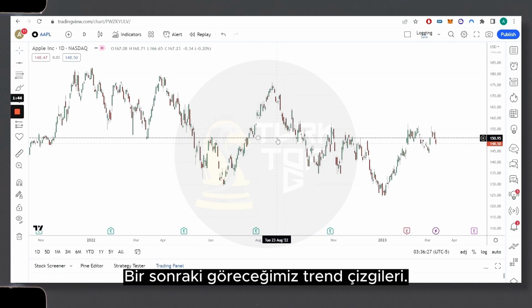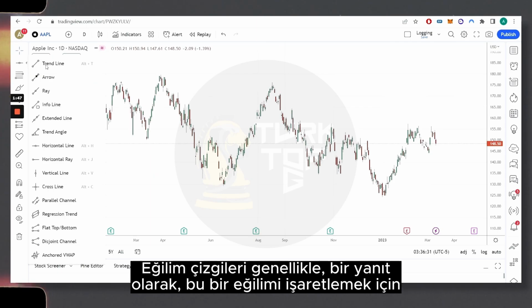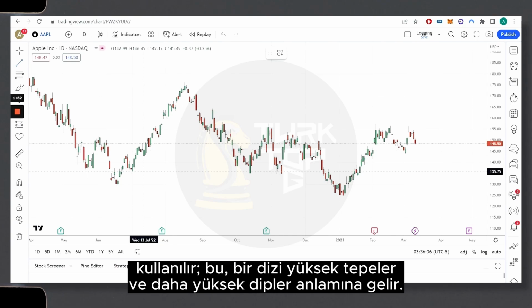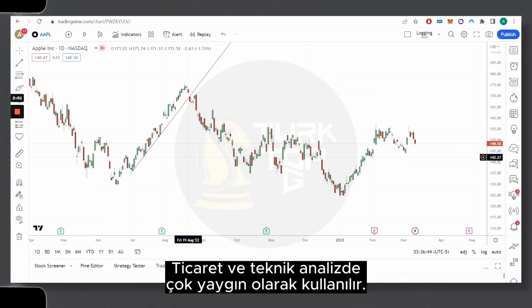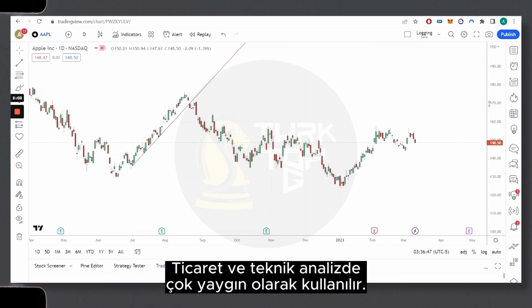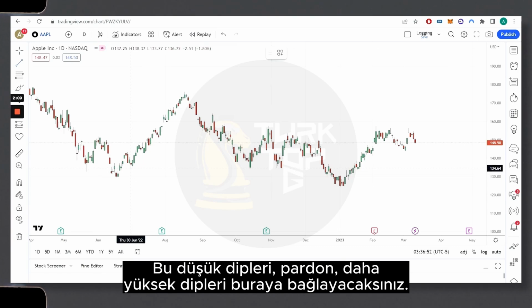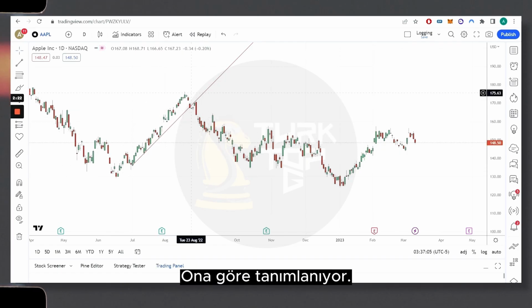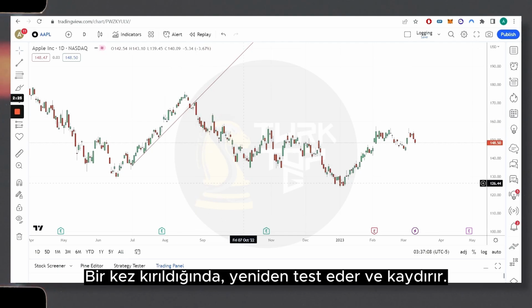The next one we'll see is trend lines. Trend lines are usually used to, as the name suggests, mark out a trend, which means a sequence of higher highs and higher lows. It's very commonly used in trading and technical analysis. I don't use it personally as much, but I just wanted to share it with you guys in case you prefer it. The way you draw it is you connect these higher lows here. So something like this, and voila. You can see this trend right here is being defined by this line. Once it breaks, it retests and bam, it goes lower.